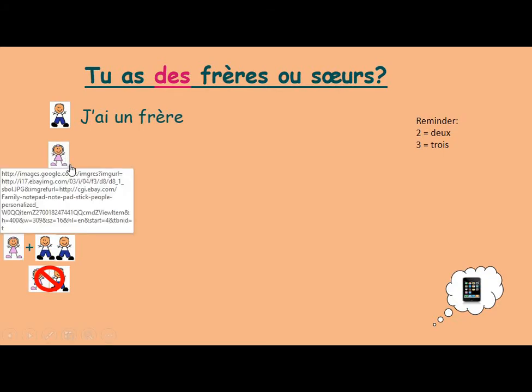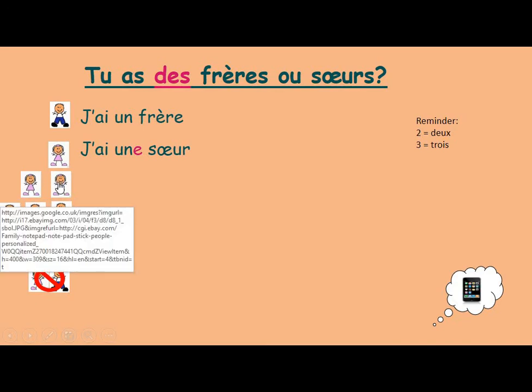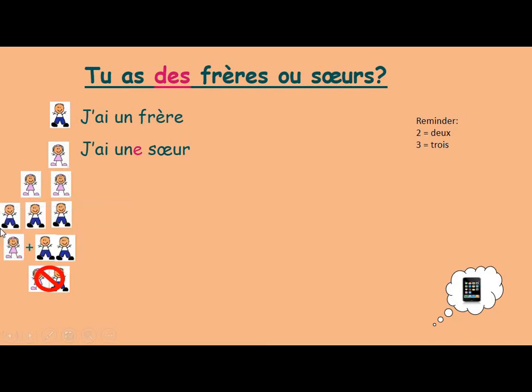Picture number 2 wants you to say, I have a sister. And that should look a little bit like that. J'ai une sœur. Your task is now to fill in the rest. So how would you write down, I have 2 sisters, I have 3 brothers, I have 1 sister and 2 brothers, and finally, I do not have any siblings, or I don't have any brothers or sisters.